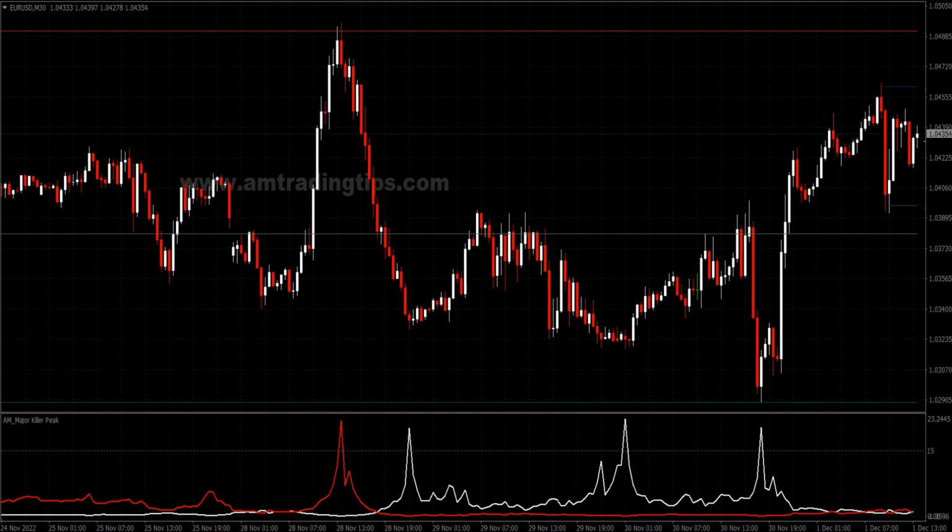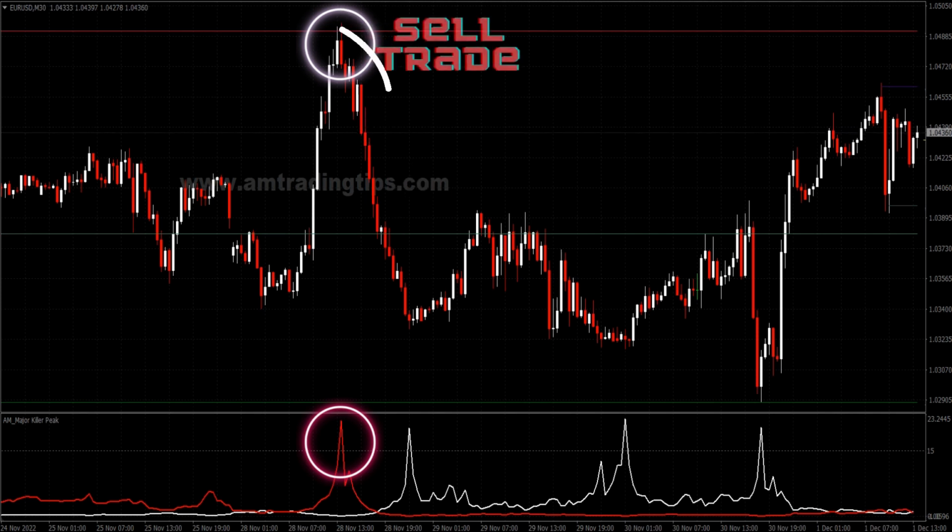So let's start now. When the red line of the major peak indicator given below in the chart touches the topmost line, the 25 level, then understand that the bullish trend here is at the major peak level, and trend reversal is possible from this level. And here this would be a right opportunity to take a sell trade.